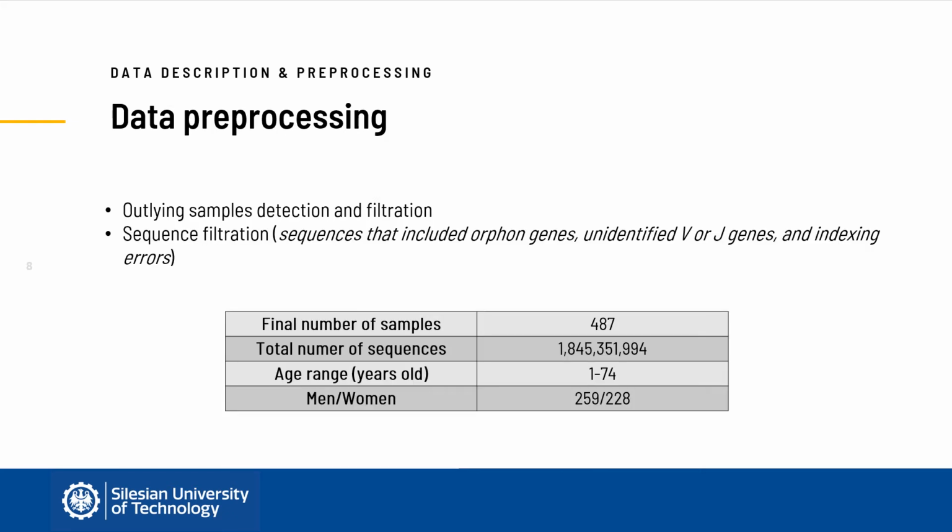First, we performed the data curation with detection and filtration of outlying samples, including samples with missing information about age or sex. Also, sequences with unidentified V or J genes, orphan genes, or indexing errors were filtered out. As a result, 487 samples were left for further analysis, comprising altogether almost 2 billion TCR sequences. The age of donors ranged from 1 to 74 years old, and the sex was more or less balanced.